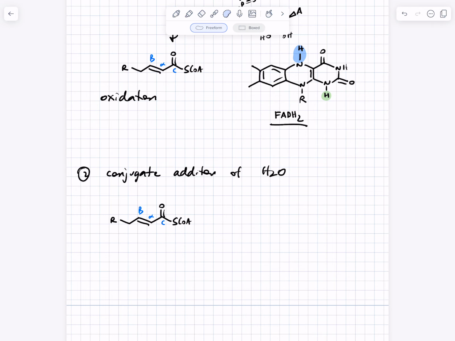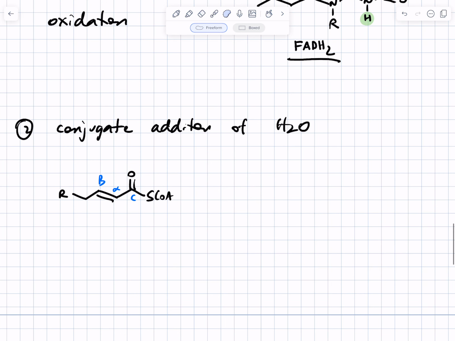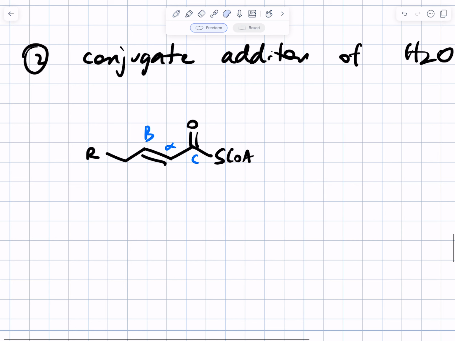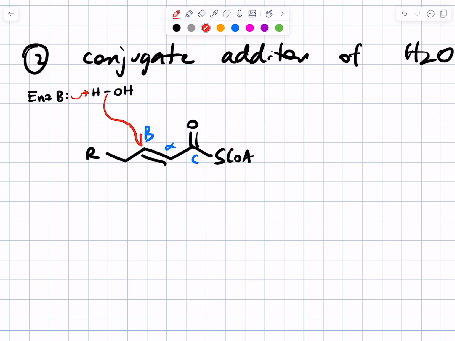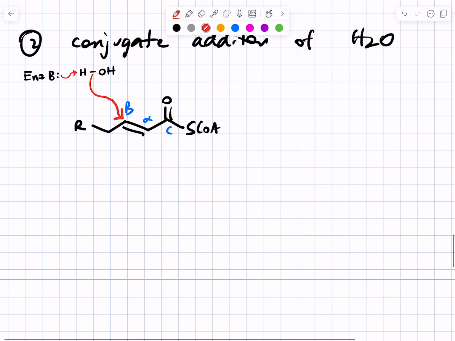Do you remember where alpha beta unsaturated carbonyl compounds are electrophilic? Two places. What are they? Yeah, the carbonyl carbon, that's 1,2 addition, and the beta carbon, which is 1,4 addition. So the enzyme is going to direct water to attack the beta carbon, and you'll see why it's really useful to have an oxygen at the beta carbon as we get to steps 3 and 4. The enzyme deprotonates water. We attack the beta carbon.